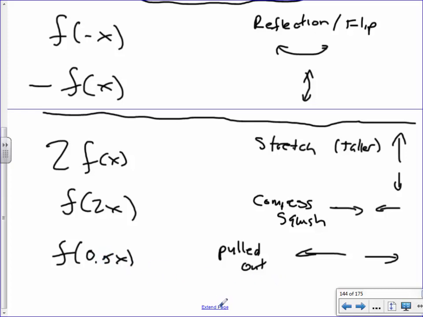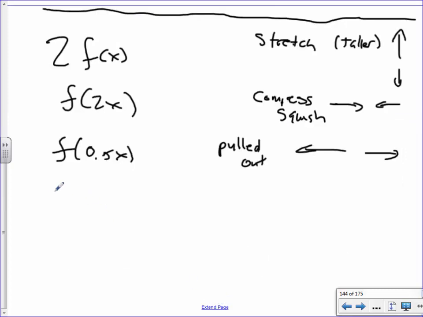The one example I didn't show you is what happens if we put, say, a 0.5 in front of the f of x. Anybody have an idea what that might do? Yeah, it makes it shorter.